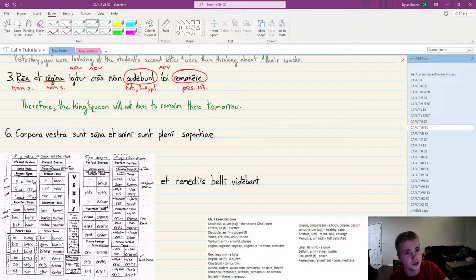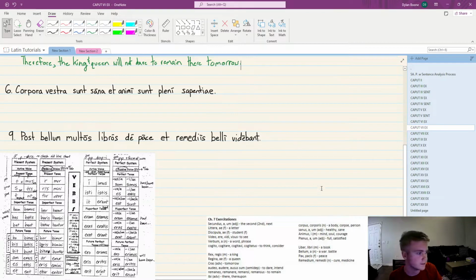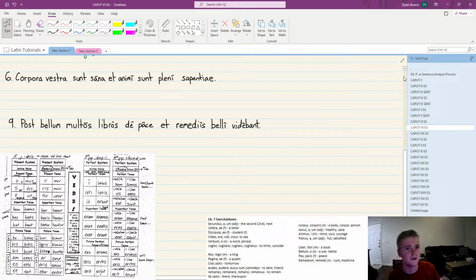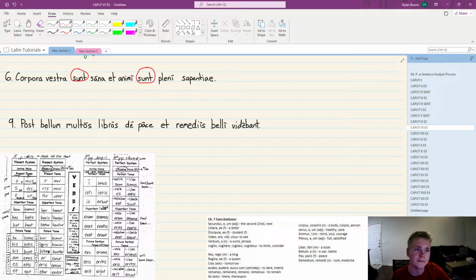All right. So number 6 here. Move down. Maybe not that far down. All right. So same process. Find any verbs that you've got going on. It looks like we're pretty easy here. We just have sunt used twice, right? So sunt comes from sum, right? Sum, es, est, sumus, estis, sunt. So as third person, plural, present. No special forms of sum.